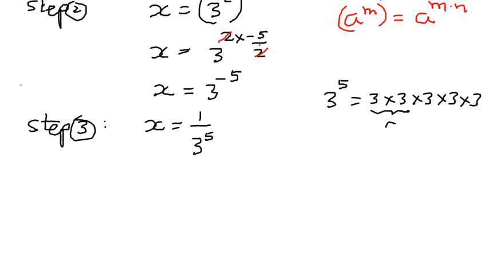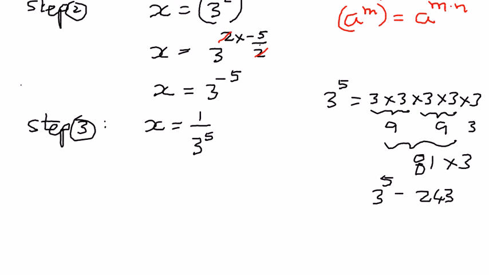3 times 3 is 9. 3 times 3 is 9, and then we have the 3. 9 times 9 is 81, times 3. 81 times 3 is 3 times 1 is 3, 8 times 3 is 24. So 3 to the power of 5 is 243. So I can write this as x is equal to 1 over 243. And this is our answer. This is where we want to leave it.